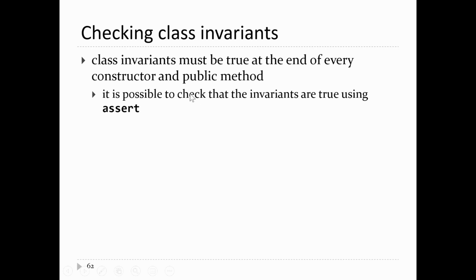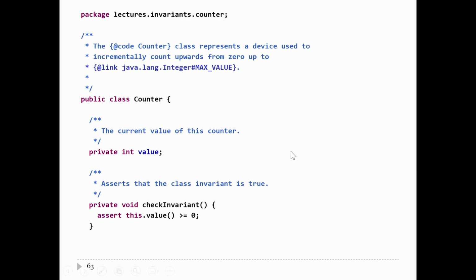Okay, so how do you check a class invariant? These things are true at the end of every constructor or method, so you can use the same technique that we use to check a postcondition. You can use an assert statement or an if statement to check that the invariants are true. Now, your invariant is always the same condition. Postconditions are different for every method, but the invariant is something that's always true. So you can just write a method. Here I've got a private method called checkInvariant that simply checks the invariant.